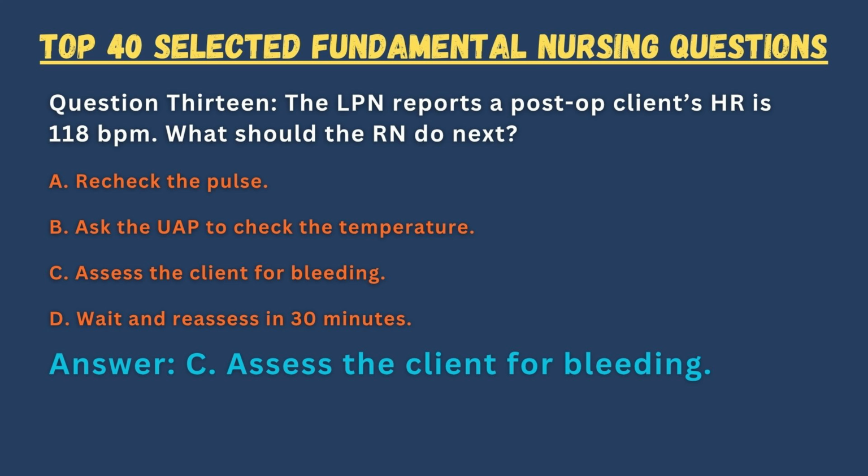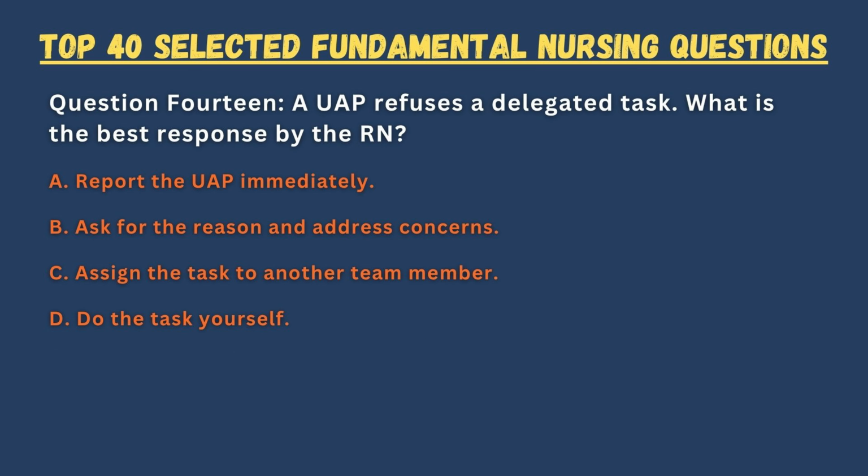Answer. C. Assess the client for bleeding. Question 14. A UAP refuses a delegated task. What is the best response by the RN? A. Report the UAP immediately. B. Ask for the reason and address concerns. C. Assign the task to another team member. D. Do the task yourself.